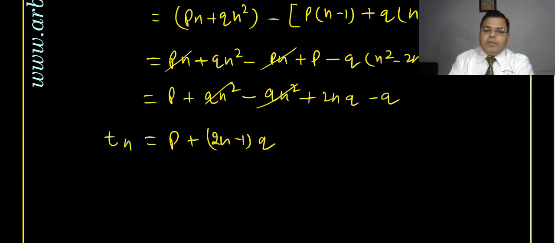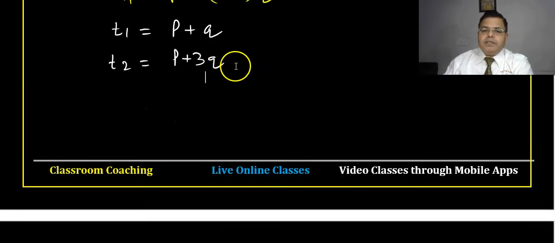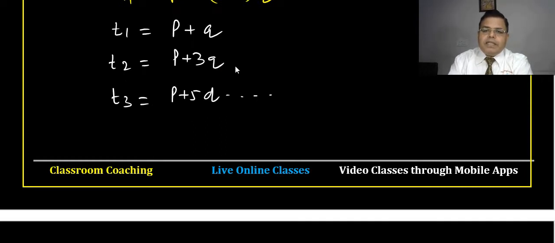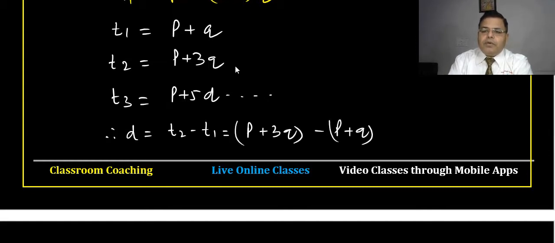We have to find the common difference. So similarly, here T1 is what? If we put n equal to 1, then it will be P plus Q. T2 is P plus 3Q. T3 is also similarly P plus 5Q. So like that, and therefore d is equal to T2 minus T1, that is P plus 3Q minus P plus Q. The answer is 2Q.